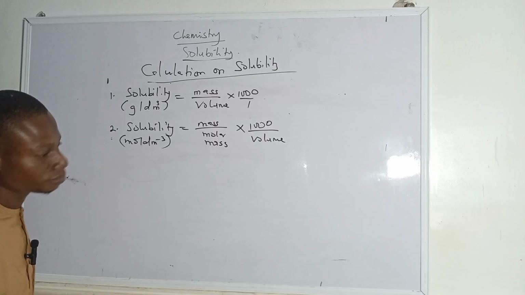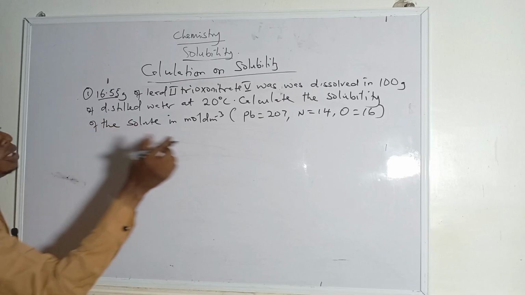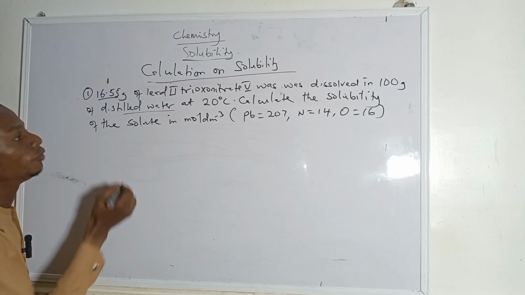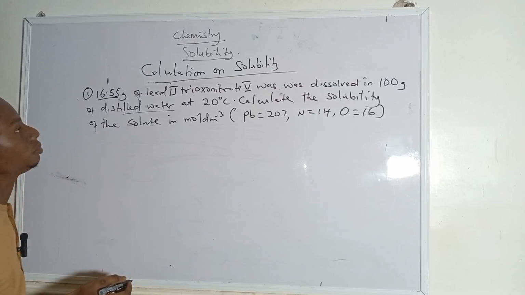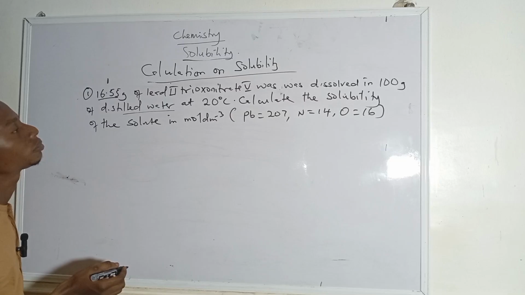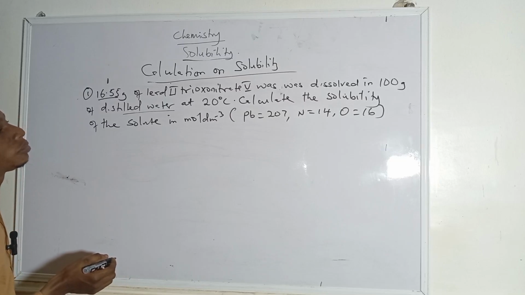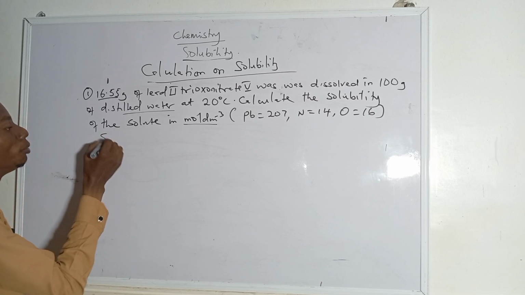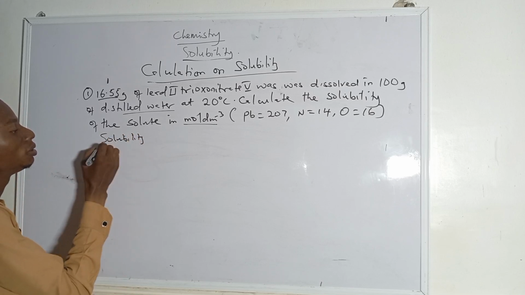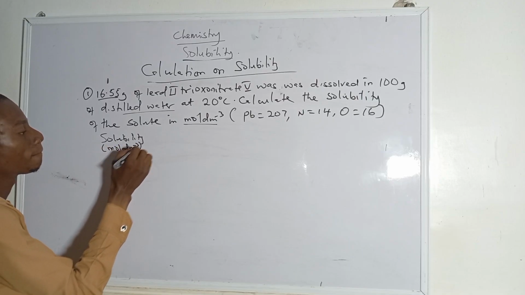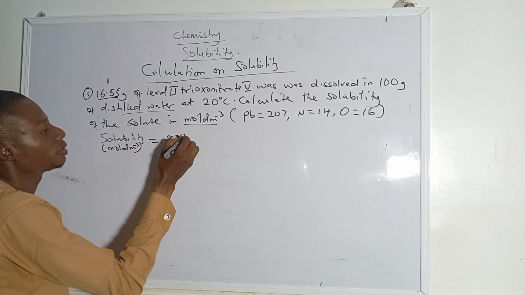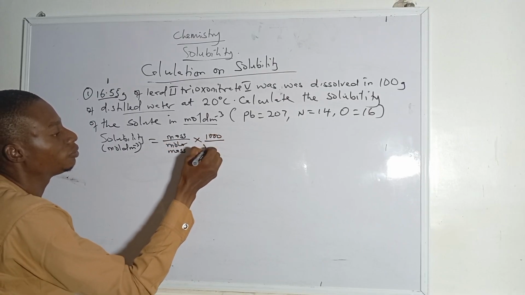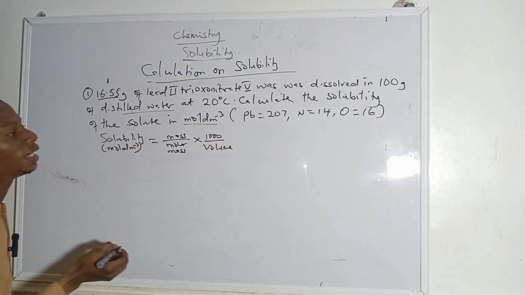So the first question now: the solute was dissolved in 100 grams of distilled water at 20 degrees Celsius. Calculate the solubility of the solute in mole per dm cube. The question is asking us to find the solubility in mole per dm cube, so we use this formula: solubility in mole per dm cube is equal to mass over molar mass times 1000 over volume.